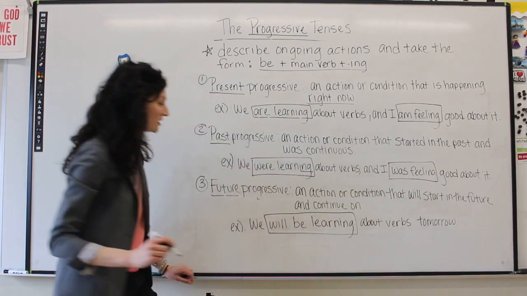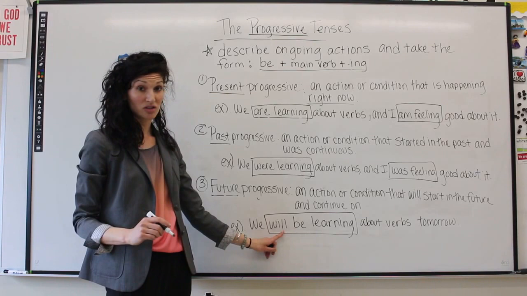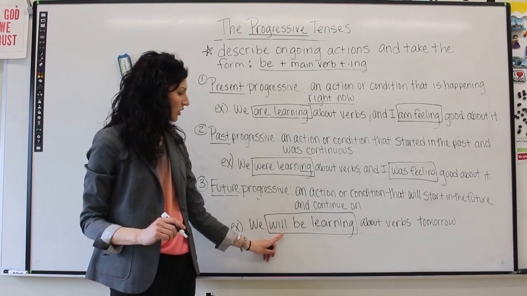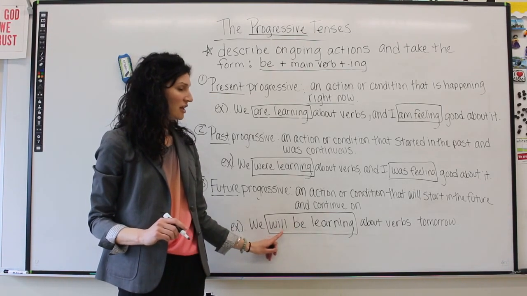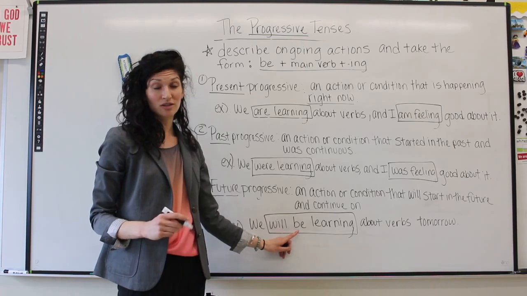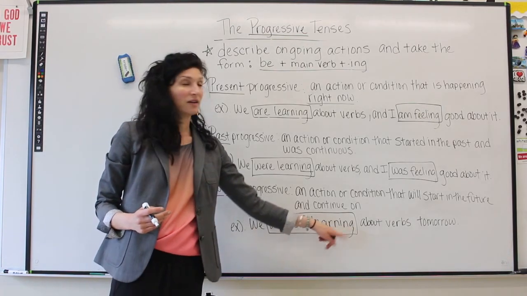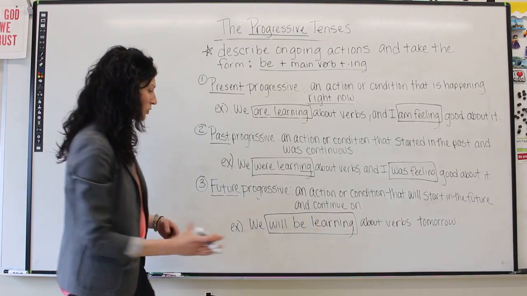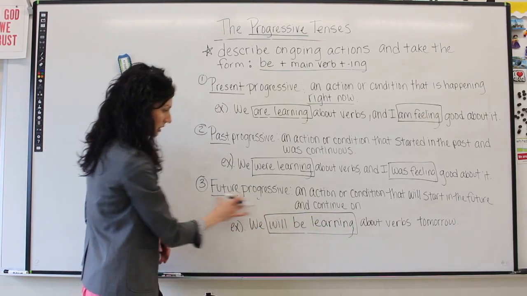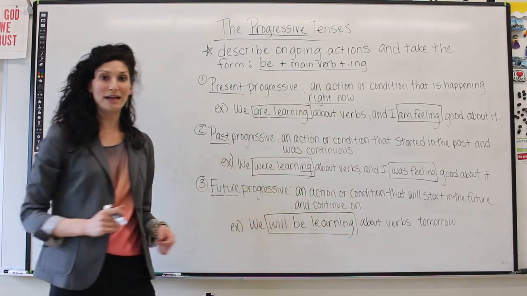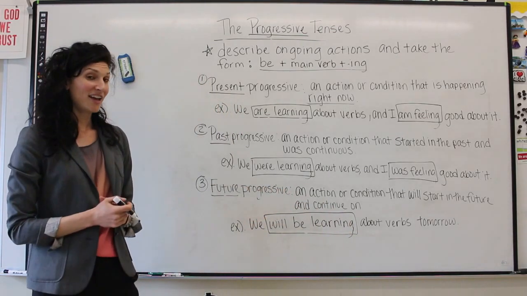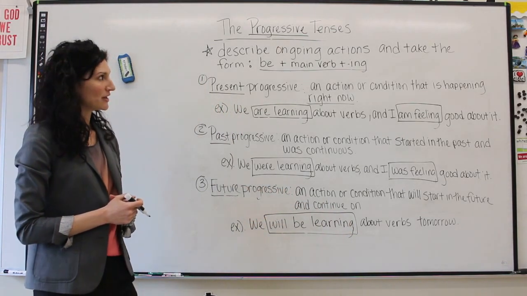Okay. So if you look here, we have will be, which indicates the future simple tense of the verb to be, followed by learn with an ing ending. So therefore, we have the future progressive tense. And that's the end of our module for progressive tenses.